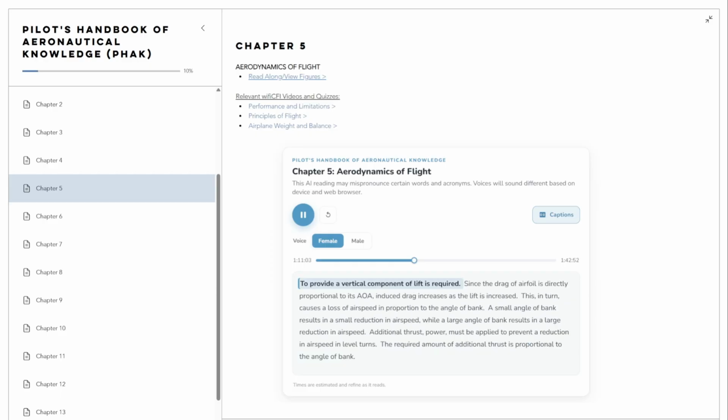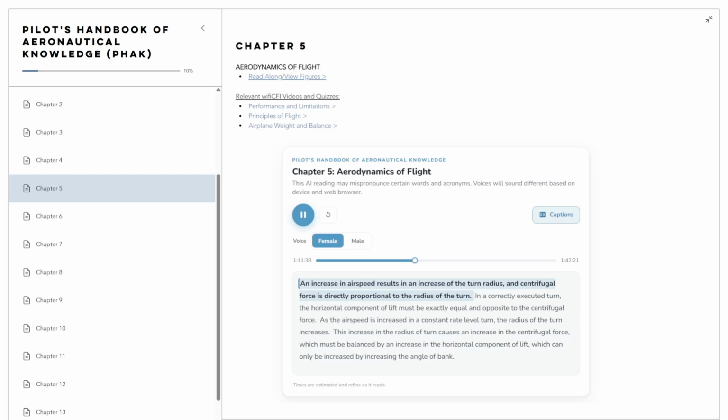To provide a vertical component of lift, an increased AOA is required. Since the drag of an airfoil is directly proportional to its AOA, induced drag increases as the lift is increased. This, in turn, causes a loss of airspeed in proportion to the angle of bank. A small angle of bank results in a small reduction in airspeed, while a large angle of bank results in a large reduction in airspeed. Additional thrust, power, must be applied to prevent a reduction in airspeed in level turns. The required amount of additional thrust is proportional to the angle of bank.